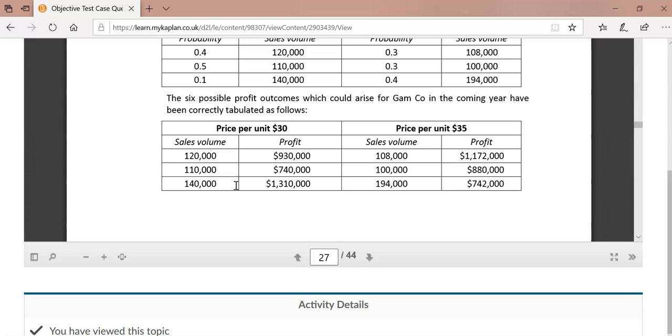So those are your answers: 1C, 2C, 3B, 4B, and 5 is A.